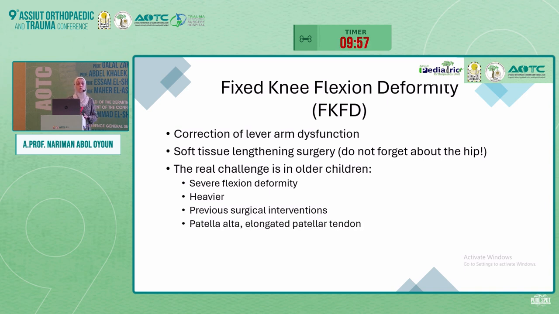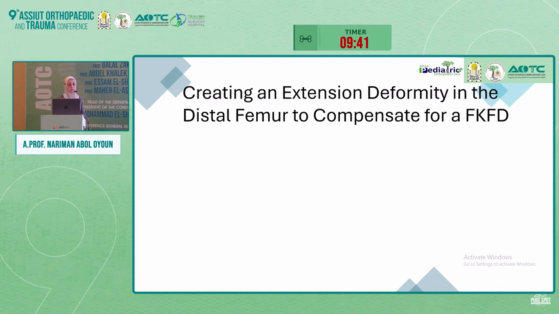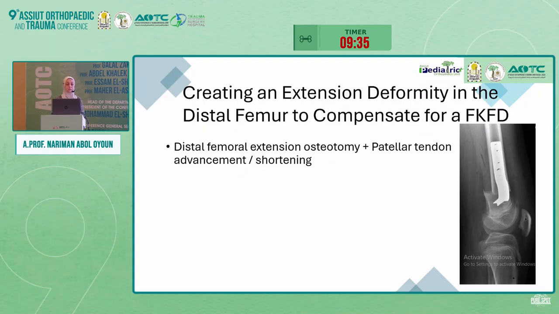Patella alta with over-lengthening of the anterior extensor mechanism makes you need to shorten that as well to make the contraction of the quadriceps more efficient. You need to correct at the level of the distal femur sometimes, instead of going through the hamstrings again. So we accept creating an extension deformity above the level of the knee to compensate for the flexion deformity at the knee.